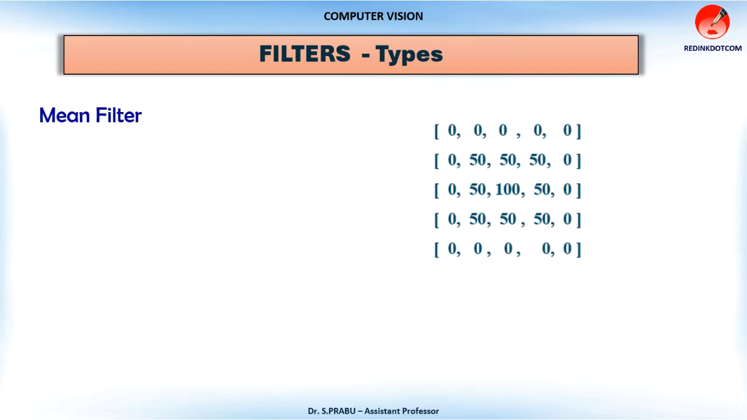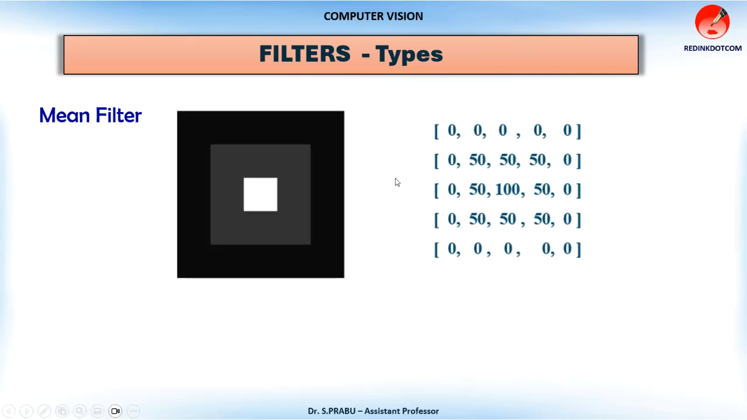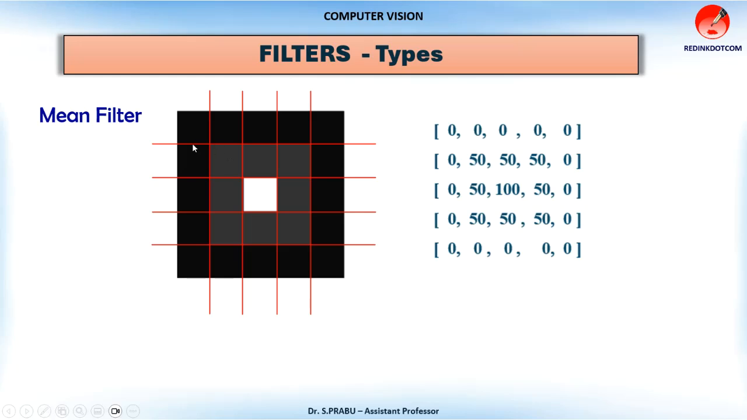Let's take one example image. The image can be represented as numbers: 0 represents pure black, 255 represents pure white, and the values in between represent different shades of gray. If we try to draw the image from these values, the image looks like this. I already told you the image can be represented row-wise and column-wise. There are 5 rows and 5 columns.